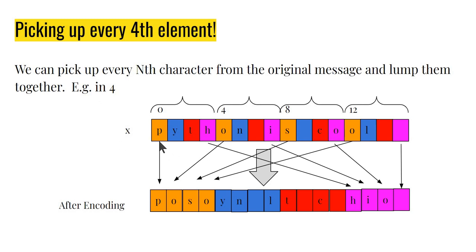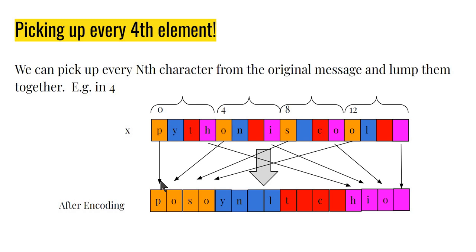I'm going to look at the characters at indices 0, 4, 8, 12, and put them all together. Then I look at 1, 5, 9, 13, put them all together, and so on and so forth. Now the interesting thing about this encoding is that previously we were just jumbling up within a group of 4. But now, as you can see from these arrows, we are jumbling the letters all across the entire message, which makes it quite interesting.